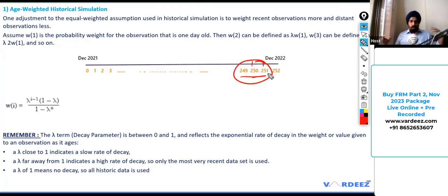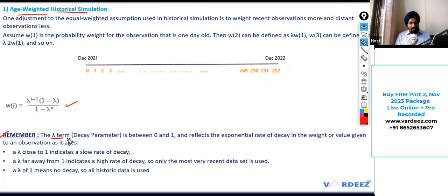But the overall idea is to give more weight to recent data, because we are standing here. If it was raining yesterday, there is a high chance that it may rain today as well, on December 2022. But if it was raining last year, we don't know whether it's going to rain today or not. So why give more attention or focus to something that happened in the past? That's the idea. So all you have to remember for this age-weighted historical simulation is this particular formula, and just remember the implication.